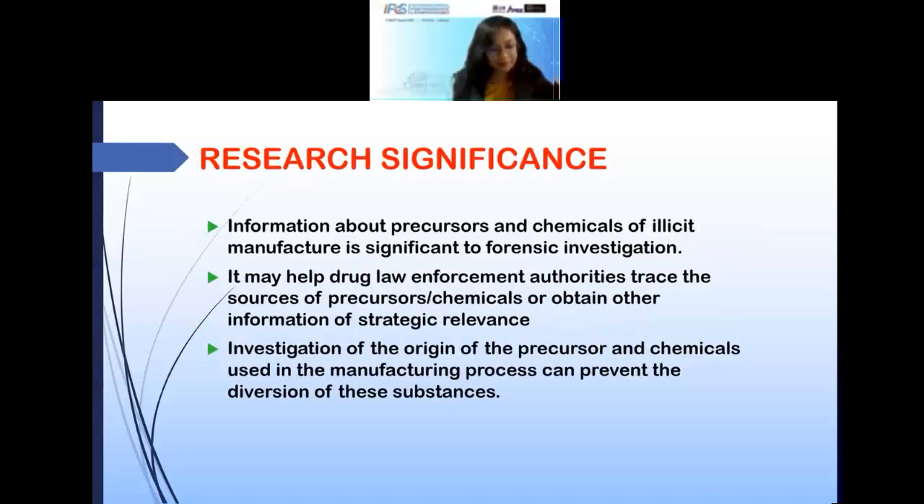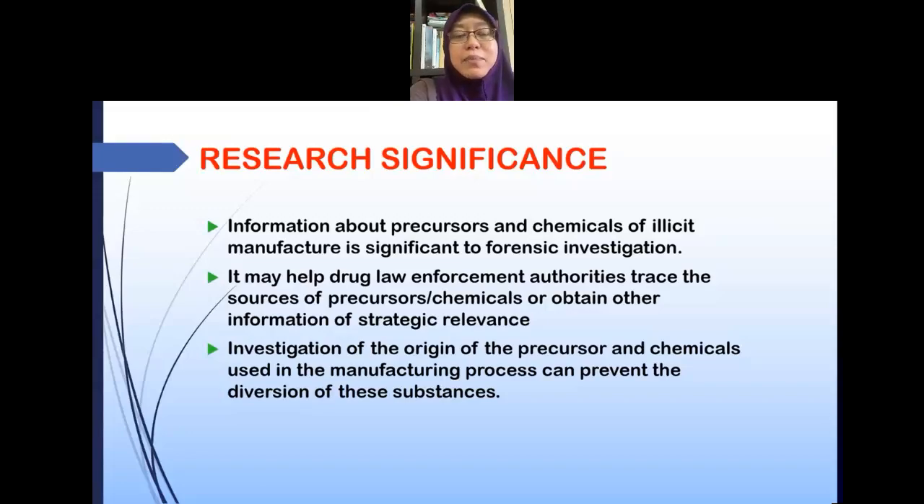Significance of the study: information about precursors and chemicals of illicit manufacture is significant to forensic investigation, as it may help drug law enforcement authorities to trace the sources of precursors and chemicals or obtain other information of strategic relevance. Investigation of the origin of the precursors and chemicals used in the manufacturing process can also prevent the reversion of this substance.